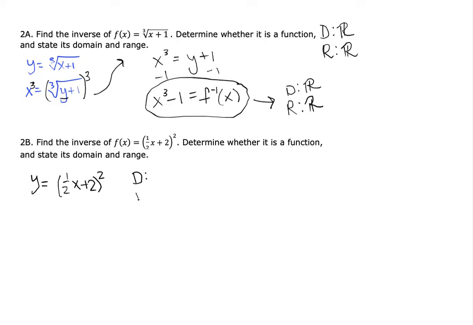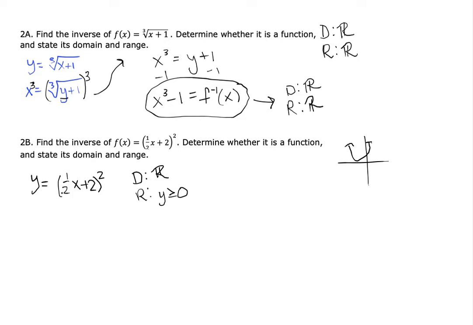So the domain and range of this one, well, it's a quadratic. You can put anything you want into a quadratic formula. But the range is different, right? Because this is a parabola, and it's moved to the left 2, and it's got a horizontal expansion. So it's going to look like that. So the range is going to be from 0 and above. So the range is y is greater than or equal to 0. So that's the domain and range of the original one.